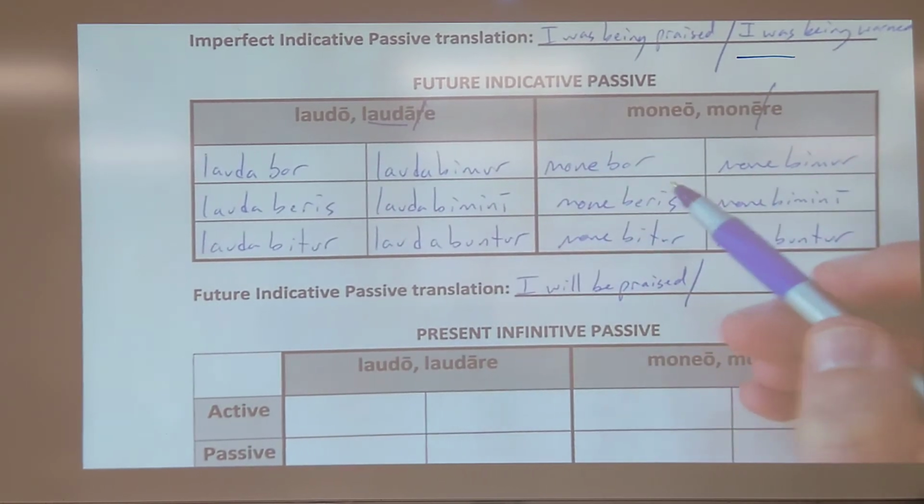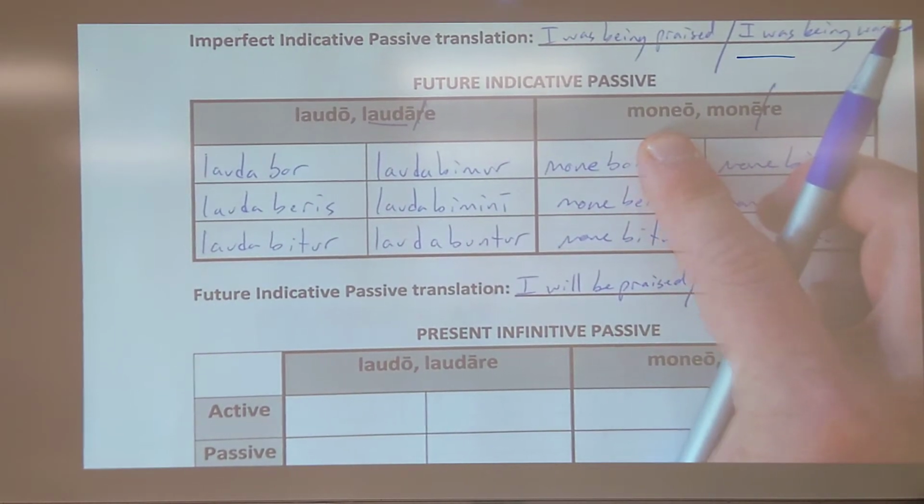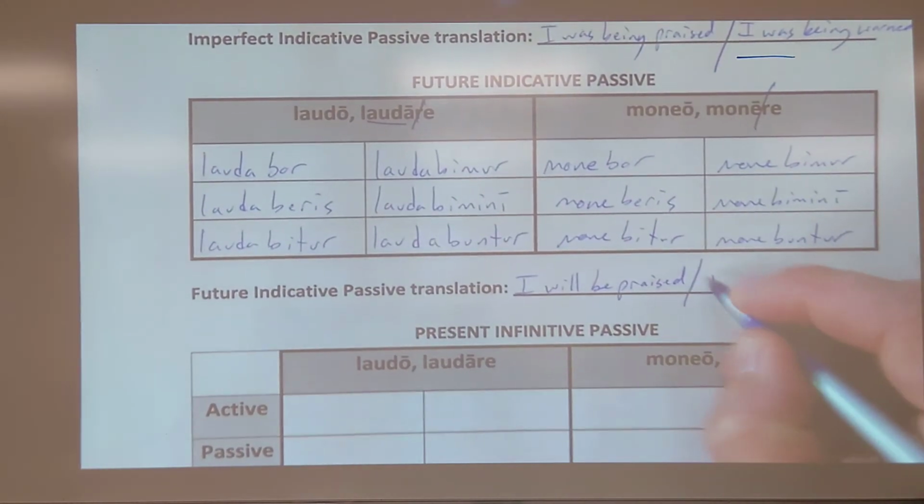Same thing with monebor. If it were monebo, I will warn. But it's monebor, it's passive, so I will be warned.